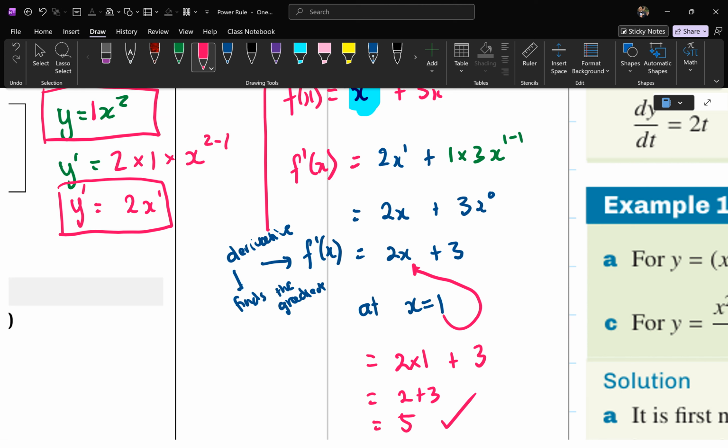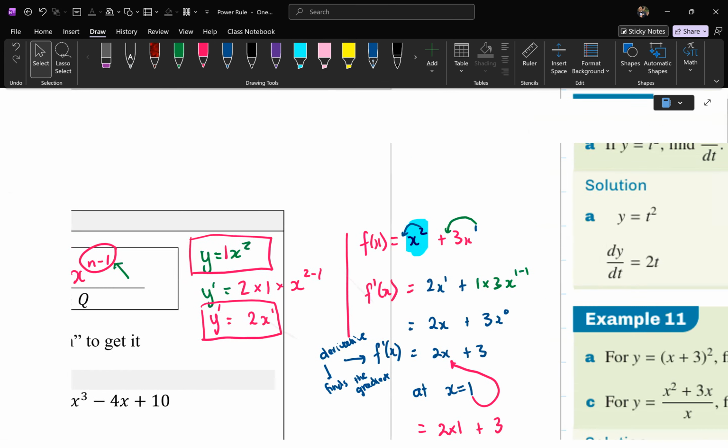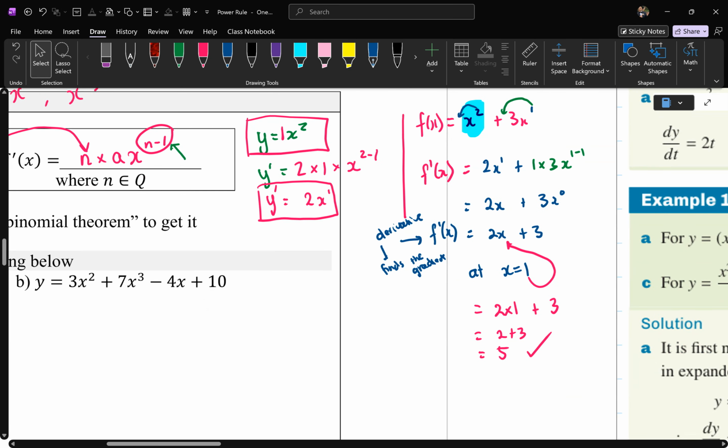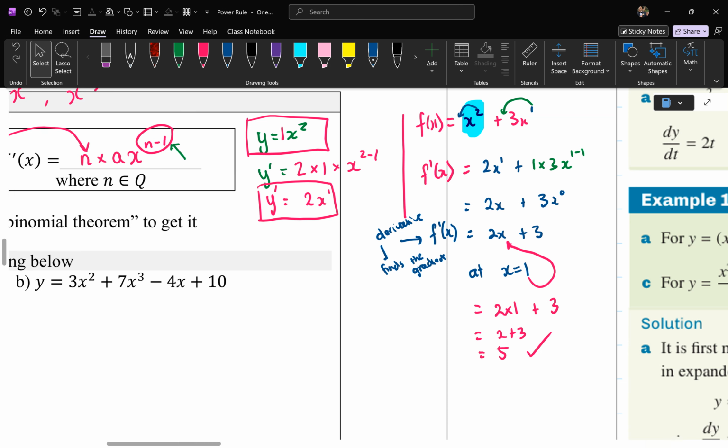You can do this in your head eventually. The deriving part you can find: just bring the power down, minus the power by 1. You can get the answer of 5 just the same way as we did with first principles, but that's quicker. The reason why it works is because of first principles. You needed first principles to derive the rule, but that's how it works to find the gradient at a point.